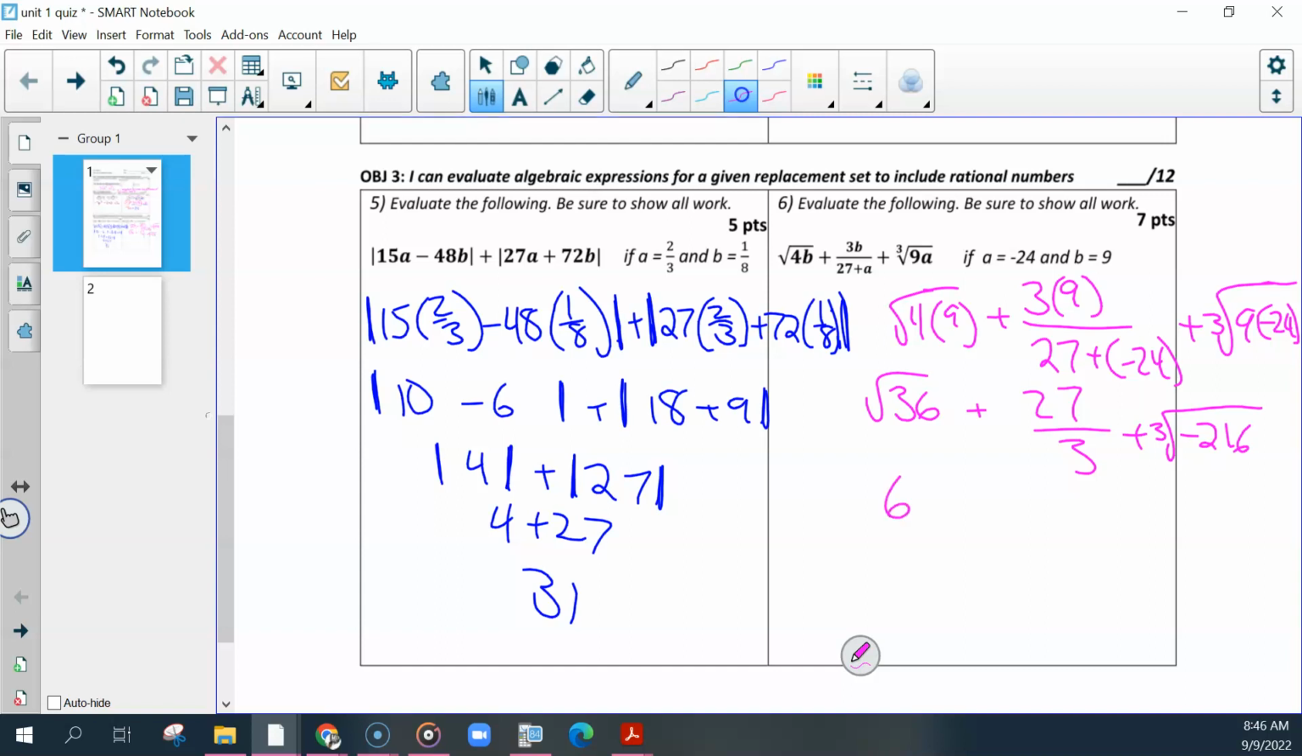And then simplifying each piece, that entire thing was worth 1 point, and then getting the correct answer was worth 1 point, to equal 7. Questions on that one?